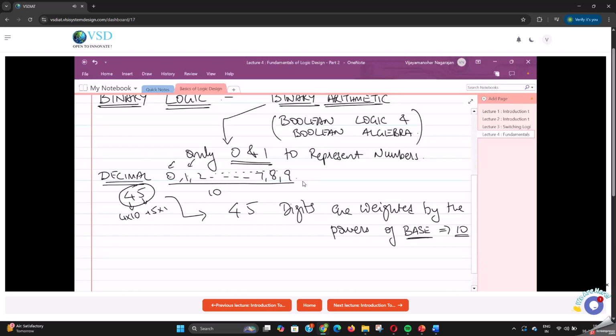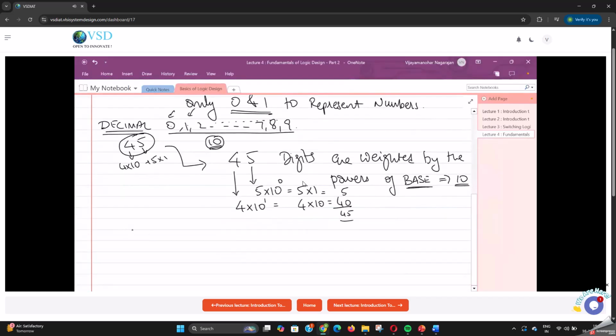Look at the decimal number system. You have 0 to 9, so this is 10 different representations. Because you have 10 different representations, the digits are weighted by the powers of the base. So the base is 10. When I say 45, the weight of this digit is 10 power 0, which is 5 into 1. The weight of this digit is 4 into 10 power 1, which makes the number 45.